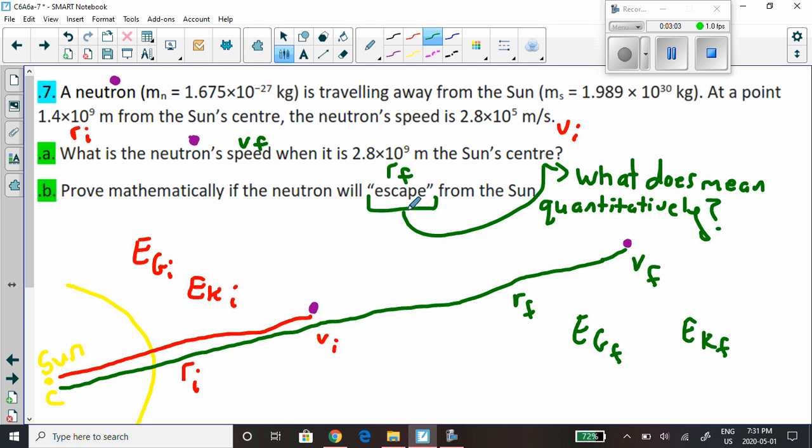B, prove mathematically if the neutron will escape. Well, what does escape actually mean? How do we quantitatively define that an object can escape from the gravitational influence of the sun? You got to find that out because that'll give you an equation to work through. But I think that's enough of a hint.